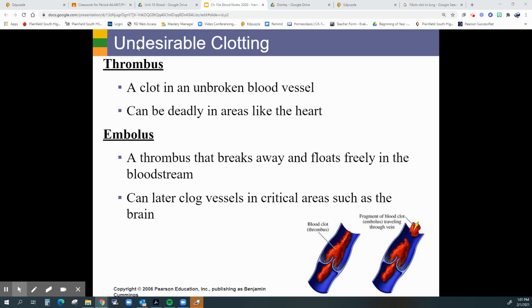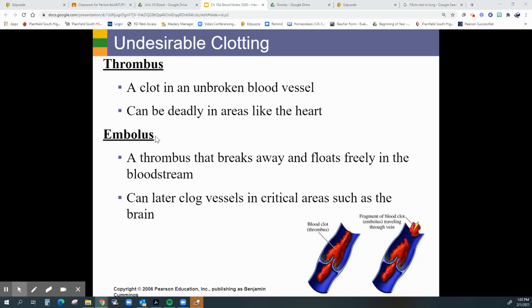There are cases where we get clots where we don't want them, though. So these are undesirable clotting factors that happen. We can get what's called a thrombus. A thrombus is a clot in an unbroken blood vessel, but for some reason, the anchor platelets send out those chemical messengers and start the process of forming a clot. For some reason, there's no damage in the blood vessel, but the body thinks that it needs one. These can lead to really bad problems, especially if they end up in areas like the heart, because they can block off blood flow to the heart, and then the person would have a heart attack.